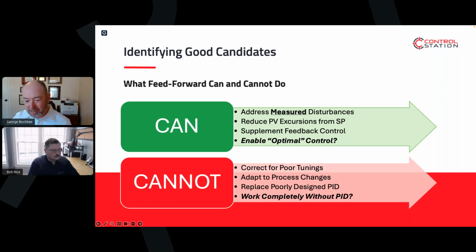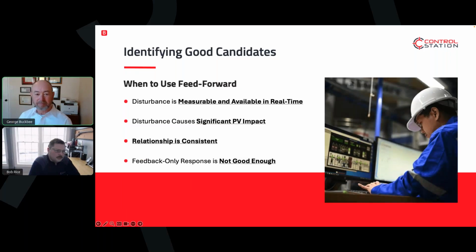Okay, Vera, let's go to the next slide. And so when we expand on that, what makes a good candidate? What are some of the applications and things you should look for that make a good candidate for feed forward control? And one is the most important. Your disturbance has to be measurable and available in real time. You have to be able to see the disturbance. You have to have that information available in the DCS, in the PLC. It has to be available to do that kind of calculation.